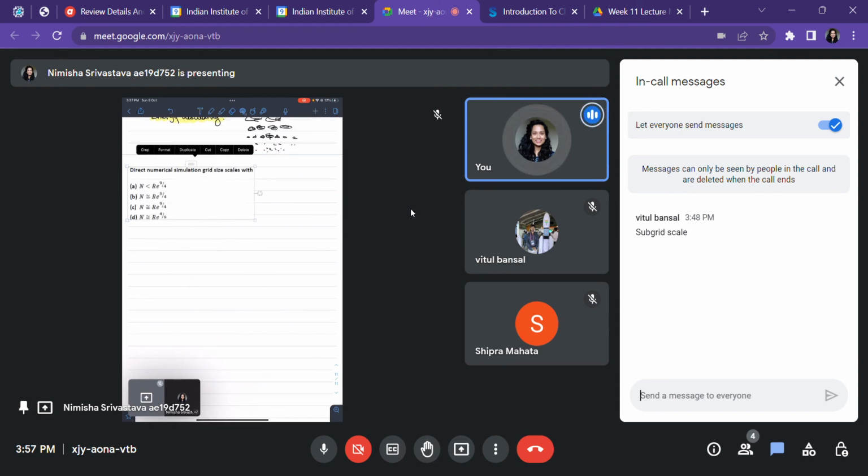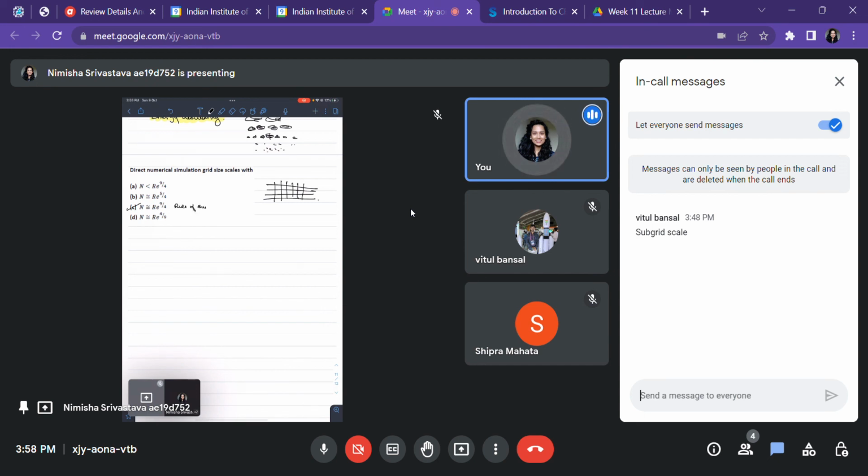And right, so direct numerical simulation grid size scales with... So it's telling us, okay, how does it scale? How many grid cells do you have to take for a particular Reynolds number? That's the question that is being posed over here. So the answer for this is again C, which is a rule of thumb basically.